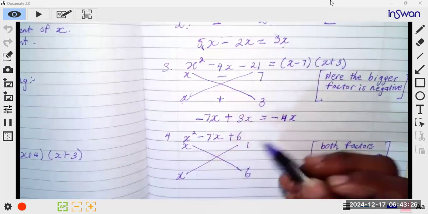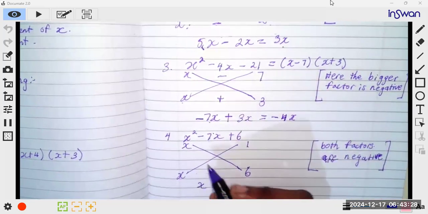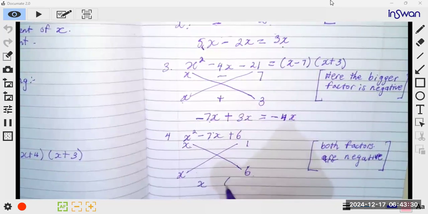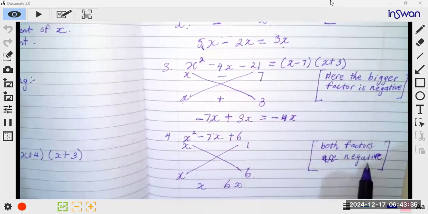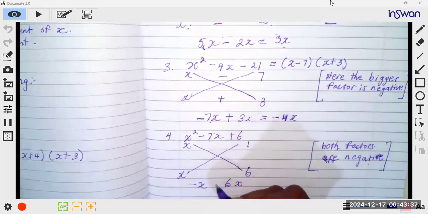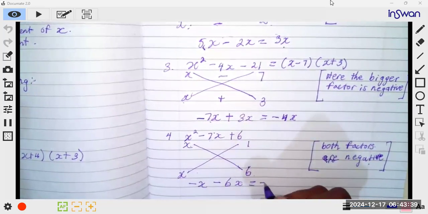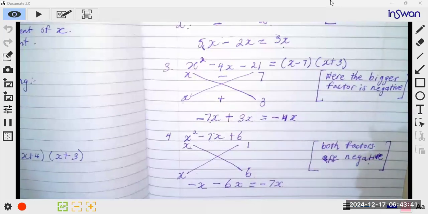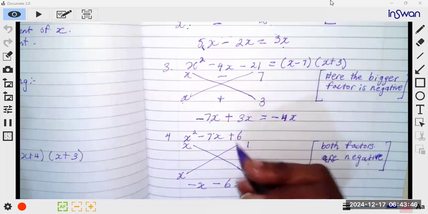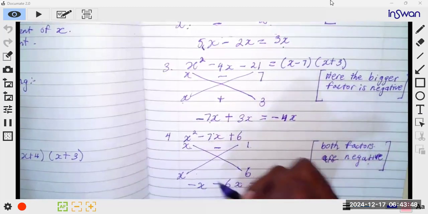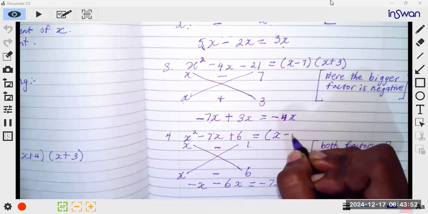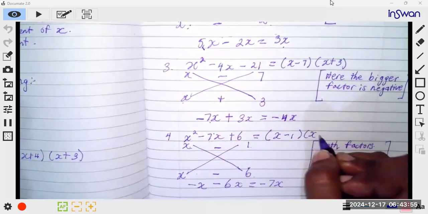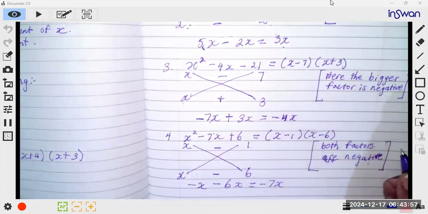So x times 1 will be x, and x times 6 will be 6x. Remember, I said both factors are negative, to give me negative 7x. So in front of this 1 will be negative, and in front of the 6 will be negative. So my final answer will be x minus 1 by x take away 6.